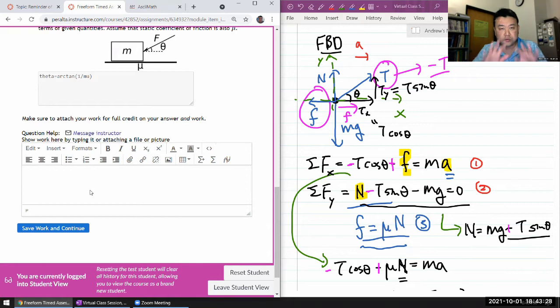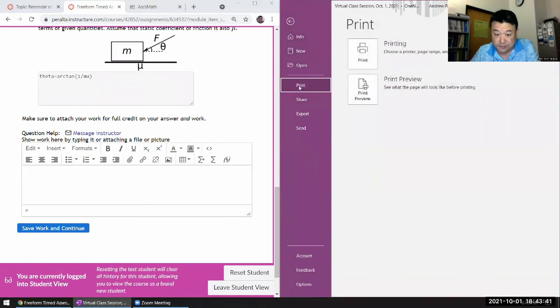Or if it's something that you are going to type, then you should type it in some external program like a Notepad or something. So for this purpose, let me do it here. I think I can actually print this. Let me give it a try.